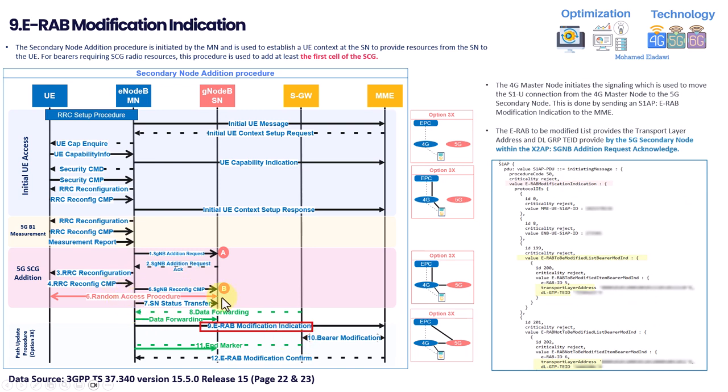Lastly, once all this is completed, the path will be changed. If you look into that, you will find that the eNB is now forwarding to the MME.